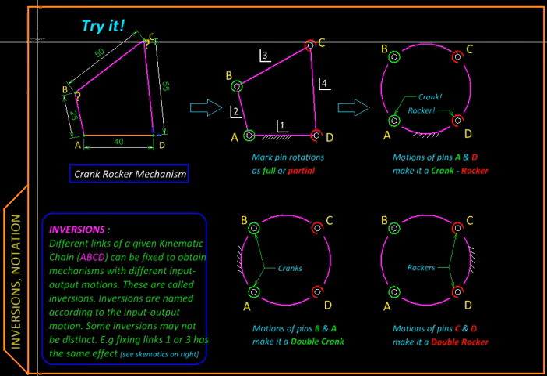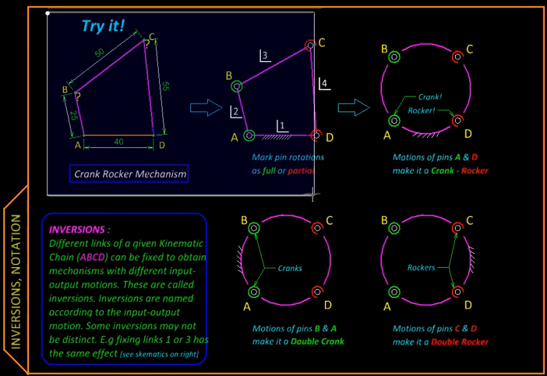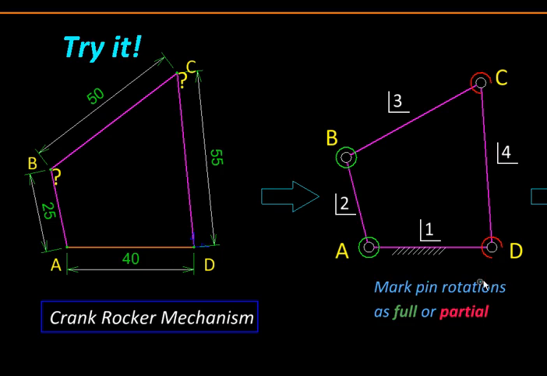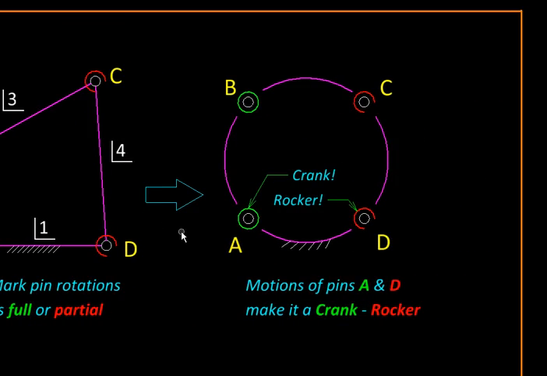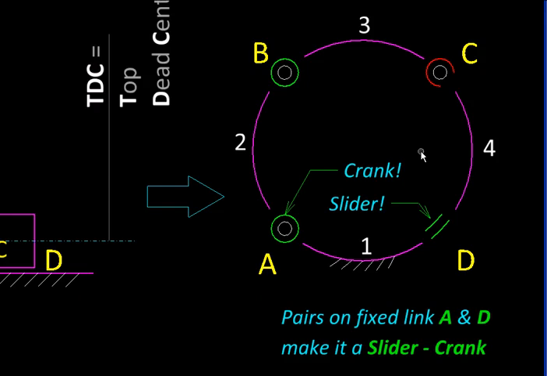If we start with a 4-bar mechanism like this and replace the revolute pair over here by a sliding pair, we would get a different mechanism. Let us first do it in a schematic diagram. So this is the 4-bar we have, and we are going to replace this revolute pair with a sliding pair. So this is the schematic of our new mechanism.